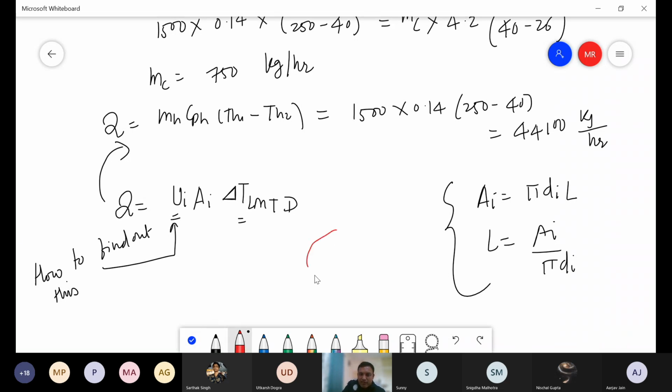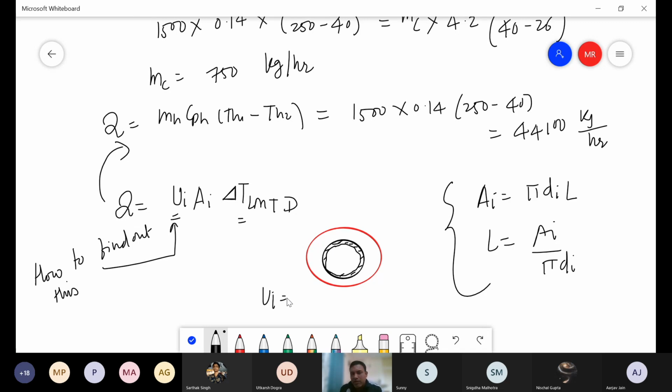The geometry is this. This is the outside pipe, and there is an inside pipe, with some thickness. Maybe I'll just draw the thickness. Okay, this is what is there. So what will be UI?